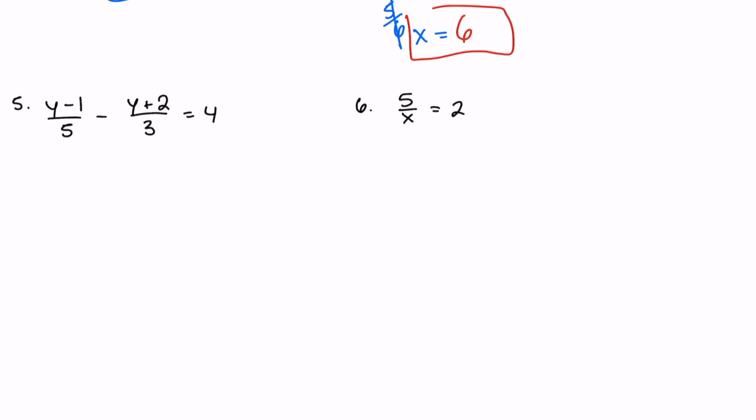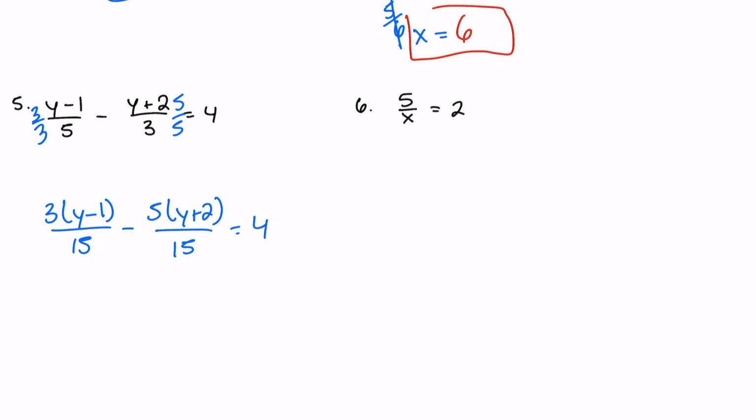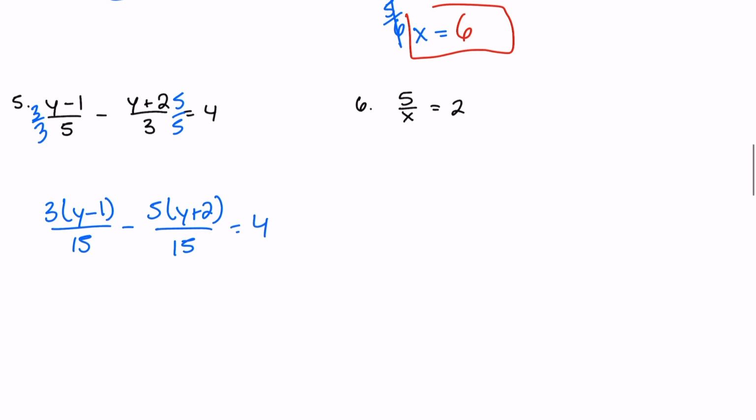For question 5, we are subtracting, so we also need a common denominator, and a common denominator between 5 and 3 would be 15. So we can get that by multiplying the y minus 1 over 5 by 3 over 3, and by multiplying the y plus 2 over 3 by 5 over 5. So from that, we get 3 times y minus 1 over 15 minus 5 times y plus 2 over 15, and that equals 4. Now we can distribute and simplify.